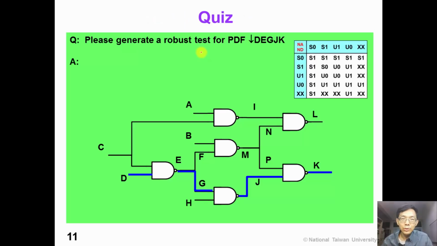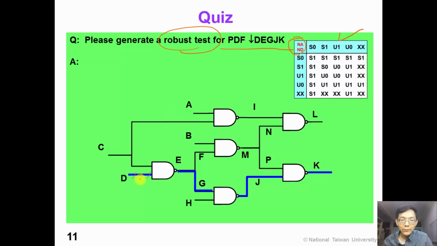Now it's time for you to do an exercise. Consider a path D-E-G-J-K, which is highlighted in blue in this figure. Please generate a robust test pattern for this path. On the side, we show a 5-value logic table for a 2-input NAND gate for your reference. Now please pause the video and work on this problem.